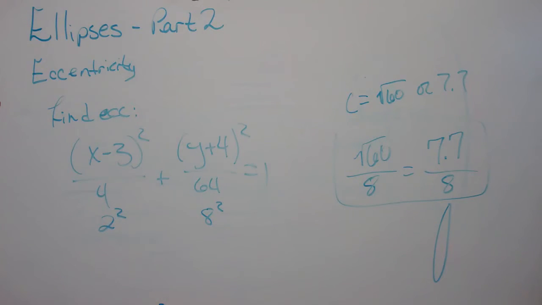So that has been your ellipses part 2. Make sure you know the formulas. Make sure you know how to find C, the eccentricity, and your focus points. You can watch this as many times as you need to. And make sure when you come to class tomorrow, you're ready to work some problems.